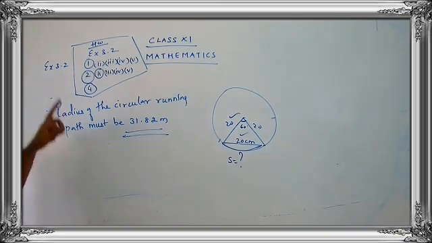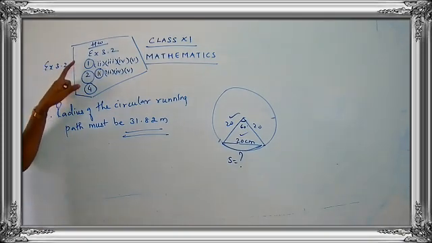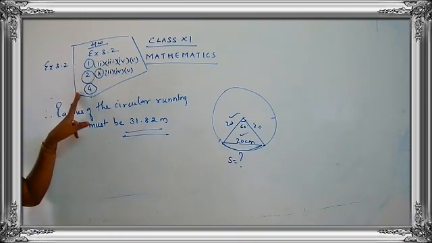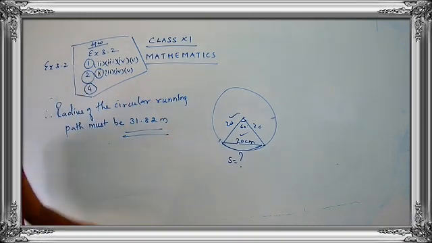So what's your homework? Your homework is to complete sum number 1, the 2 remaining subparts, and sum number 4. Already I have given you a hint how to go for sum number 4. And we will be continuing with the remaining sums in the next class.